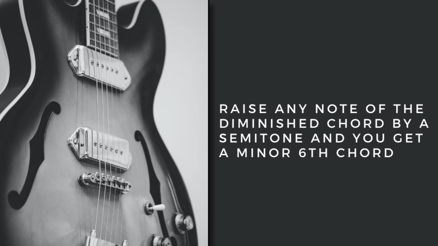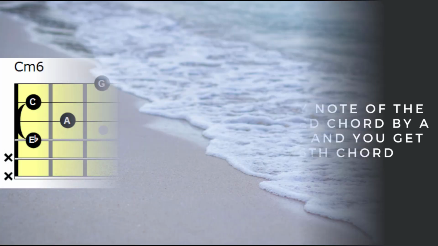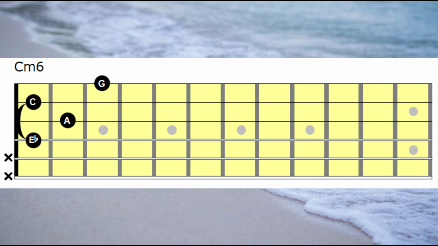So let's go through the process. I'm going to raise the F sharp on the first string a semitone higher. And now the F sharp, of course, will become a G. Now if you check out the chord shape, you'll see that we have a C minor sixth chord.